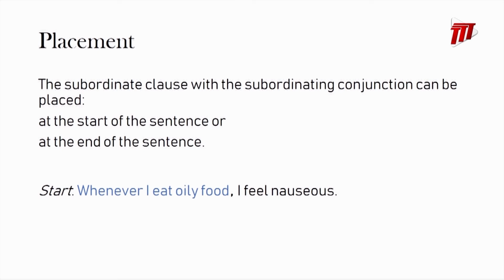So let's get an example of when it starts. Whenever I eat oily food, I feel nauseous. Look at the subordinating conjunction whenever. It's at the beginning of the sentence. But you can have it also at the end. I feel nauseous whenever I eat oily food. So we're going to fix this comma splice by using a subordinating conjunction.